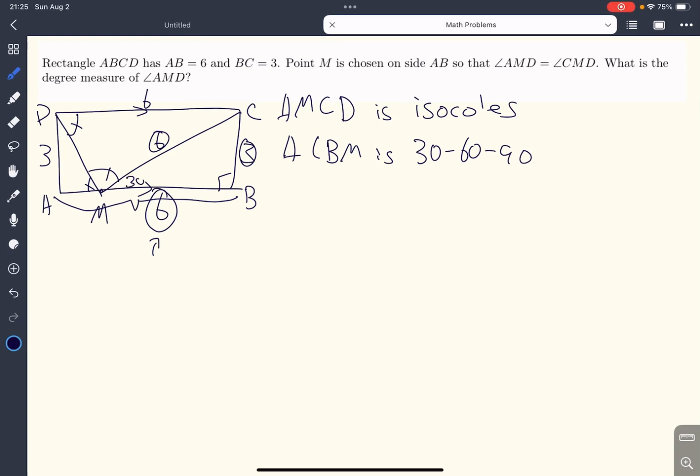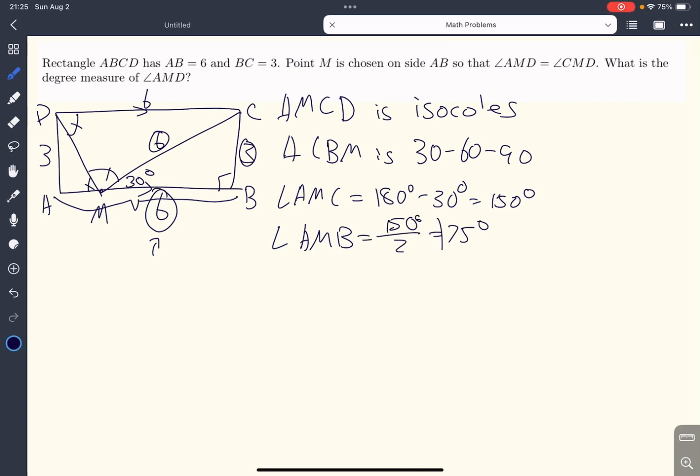So from here, we know that this angle is 30 degrees, which means angle AMC equals 180 degrees minus 30 degrees equals 150 degrees, and angle AMD equals 150 degrees over 2 equals 75 degrees. That is our answer.